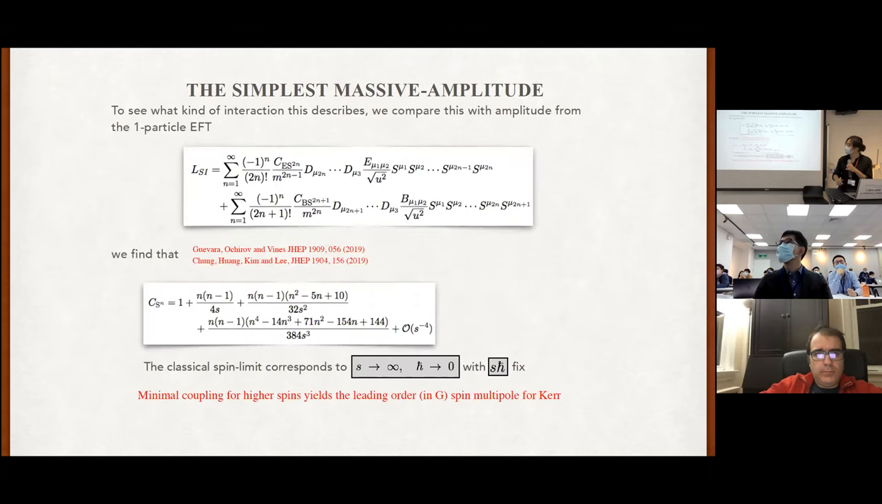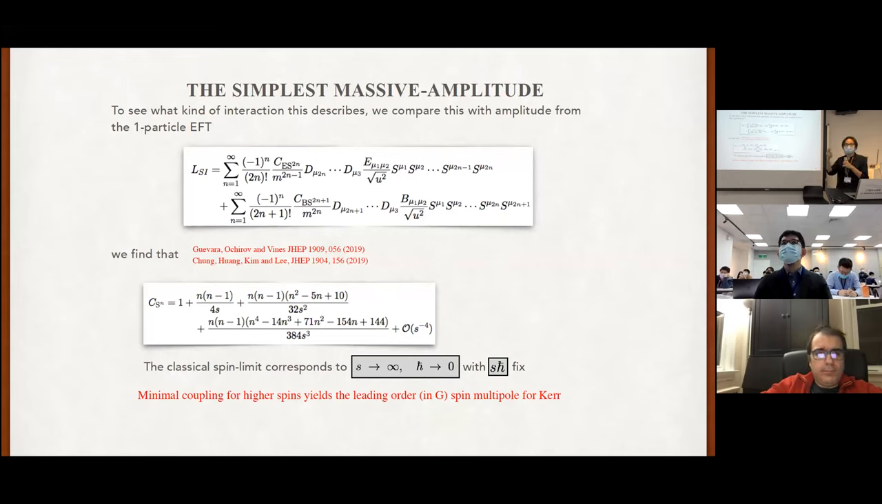To answer that, we can go back to this world line action and match our coupling to the Wilson coefficients of this world line action. This is just a direct map. After mapping, you'll find that the relation between our minimal coupling for arbitrary spin and the Wilson coefficient takes this form. You'll notice that if I take s to infinity and h bar to zero, with s times h bar fixed, which is called the classical spin limit, that gives you the classical spin. Then you'll find that c just goes to one. This minimal coupling just goes to one.